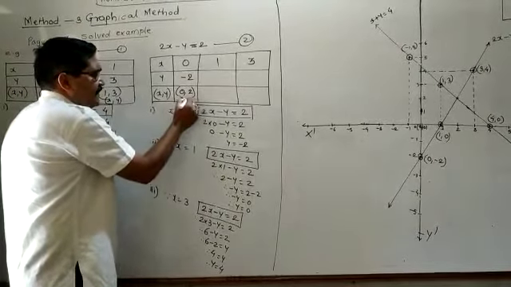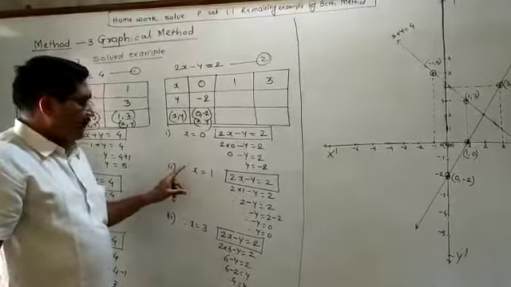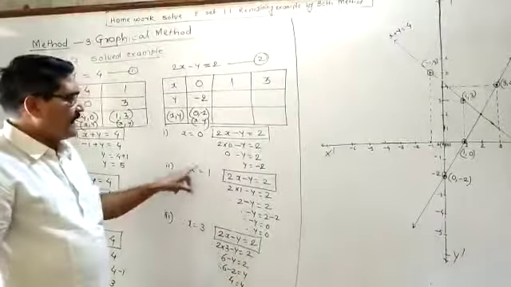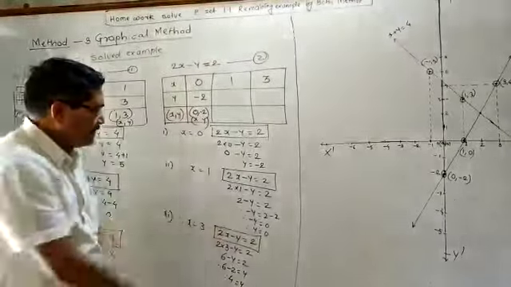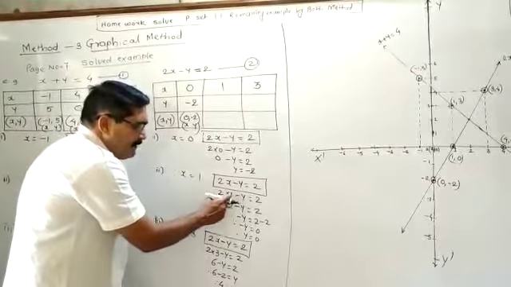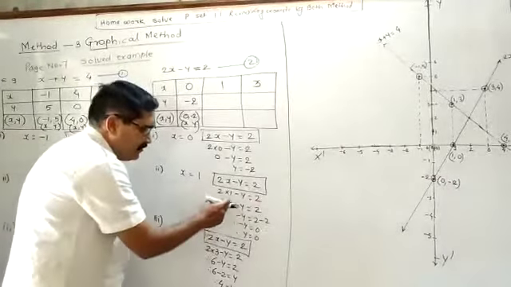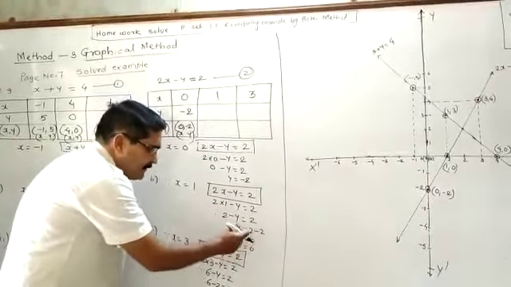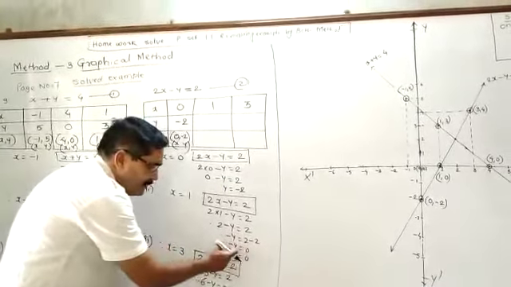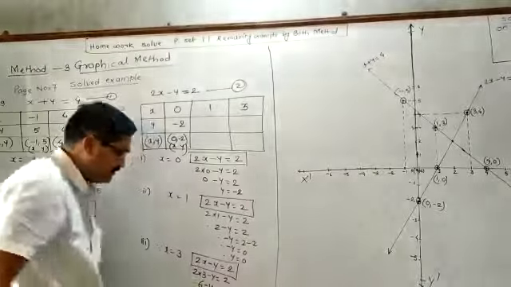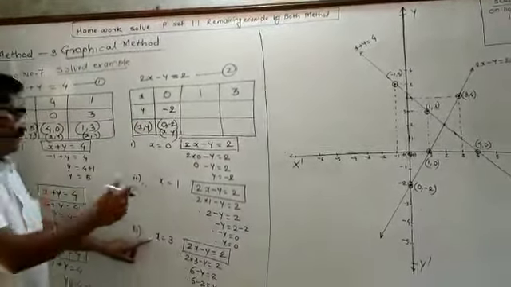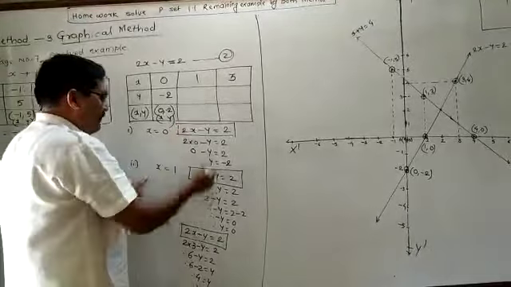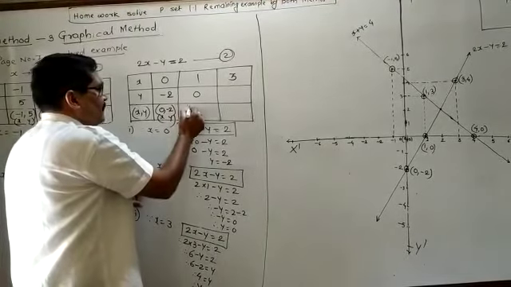This is the x coordinate, this one is the y coordinate. When x is equal to 1, you have to find the value of y. 2 multiplied by 1 minus y is equal to 2. 2 ones are 2, minus y is equal to 2. Transposing this to that side, 2 minus 2 is equal to 0. Minus y is equal to 0, so y is equal to 0. Then for x is equal to 1, the value of y is 0, and this coordinate is (1, 0).